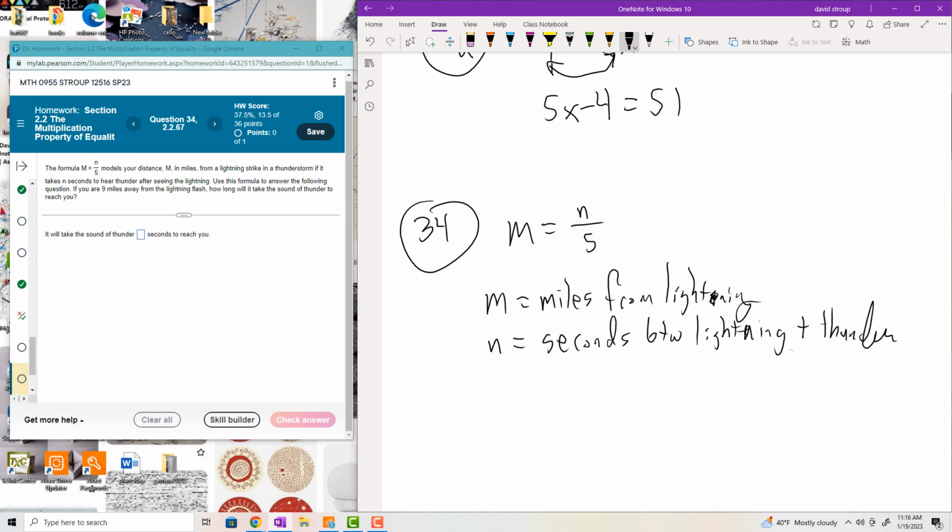So the formula m equals n over 5 miles, your distance m, in miles from the lightning strike. In a thunderstorm, if it takes n seconds to hear the thunder after seeing the lightning, use this formula to answer the following questions. If you're 9 miles away from the lightning flash, how long will it take for the sound of thunder to reach you? Okay, so miles from the lightning, that's the m variable. So you're going to put m equals 9. And then to get the number of seconds, you plug that into the formula, right? So 9 for m equals n over 5. And then I'm going to multiply both sides by 5. So I end up with 45 equals n. So it must be 45 seconds.